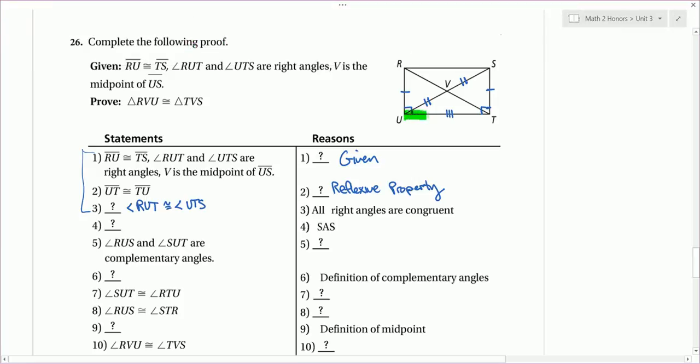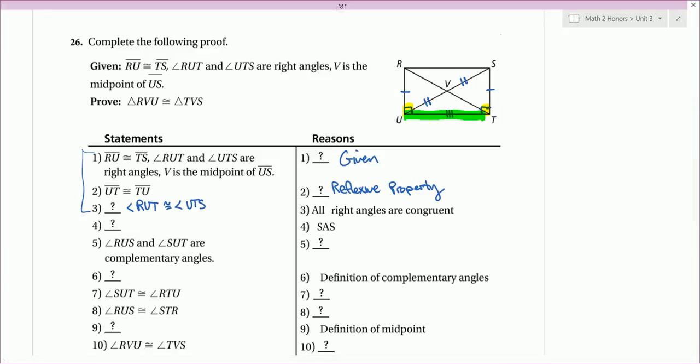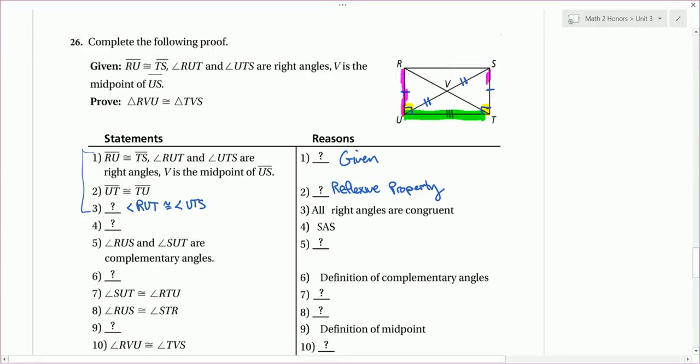So let's see, they're sharing a side here. That's the reflexive one. Just previously stated, we have UT and TU. What else is stated? RUT, so the angle, right? This right angle and this right angle are the same. And we have that RU is the same as this. So what triangles would those belong to?